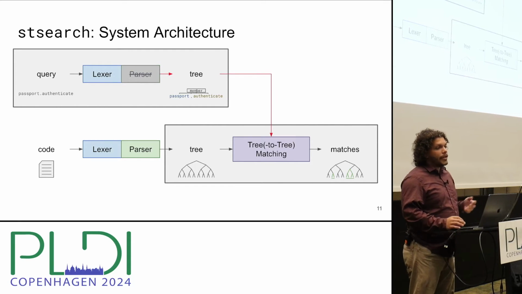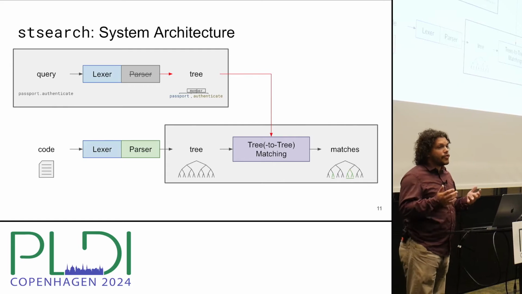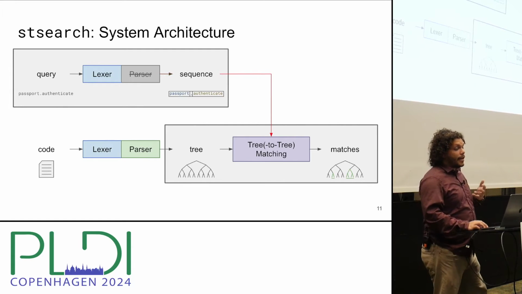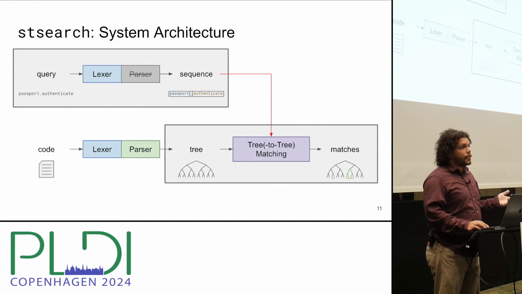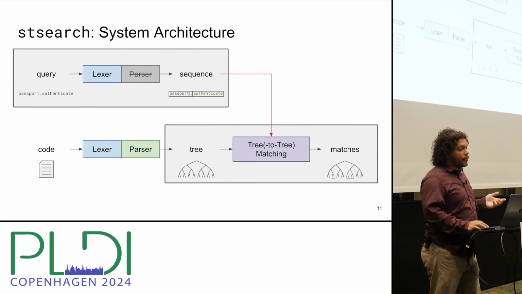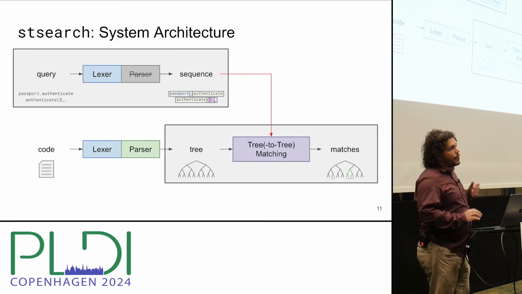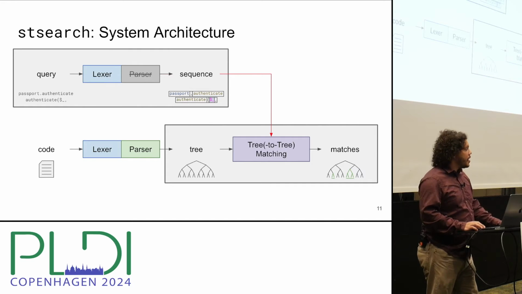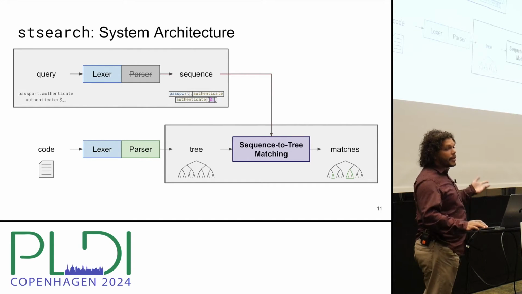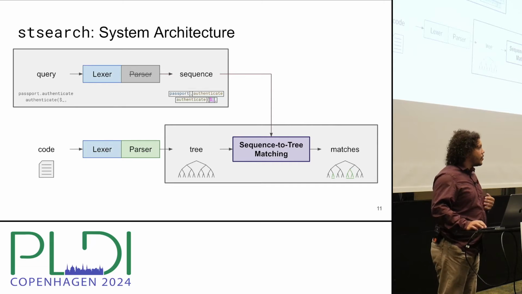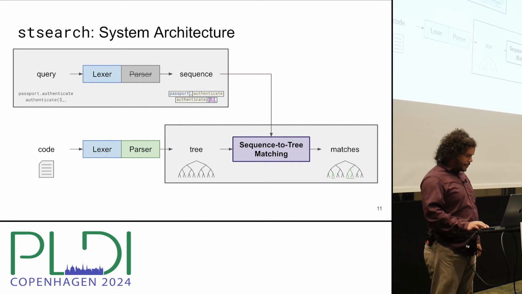So instead, we're going to drop the parser and just use the lexer, which means that instead of having a tree, we're going to have a sequence of tokens, but we're going to naturally be able to support most unparsable queries. However, this also means that we have to change our matching engine. And for that, we're going to introduce this new idea of sequence-to-tree matching to support these use cases.